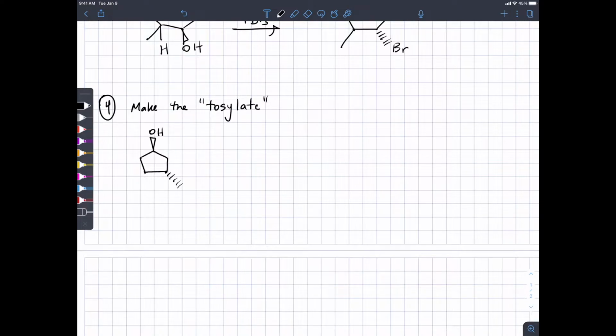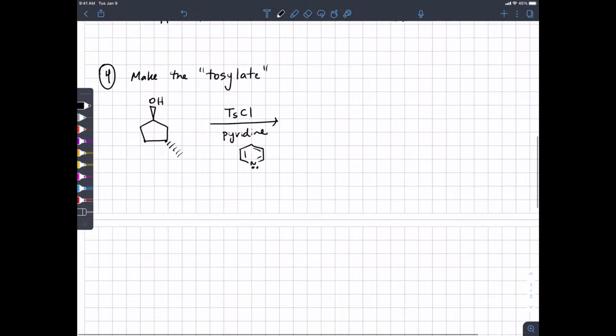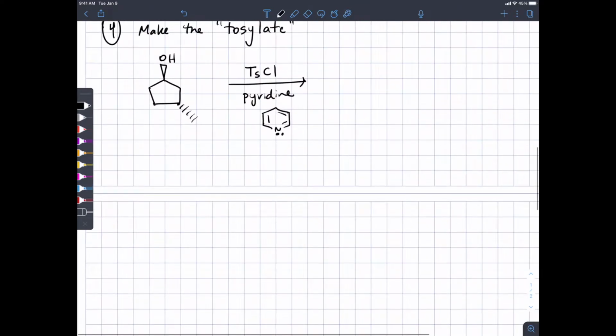You can use a reagent called TsCl and a base called pyridine. The pyridine base looks like this. We used it before in the SOCl2 reaction. TsCl stands for, are you ready? Paratoluenesulfonic acid.